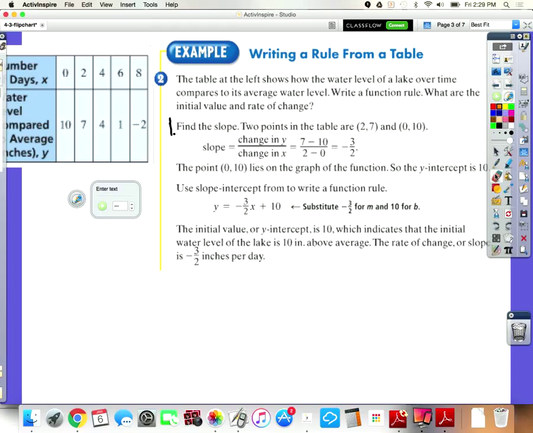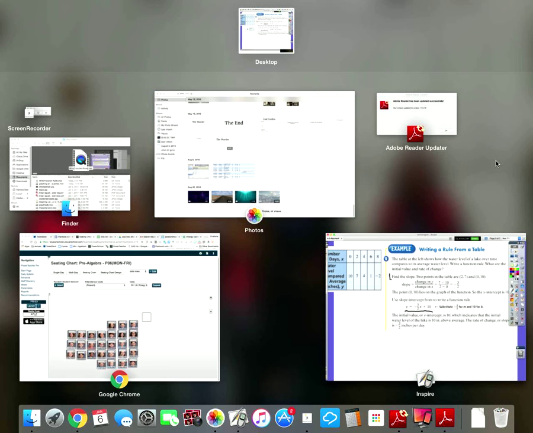Y equals, circle it finally, y equals negative 3 over 2x plus 10. The y-intercept is 10. The slope is negative 3 over 2. Will you pause it and give them a chance to catch up?